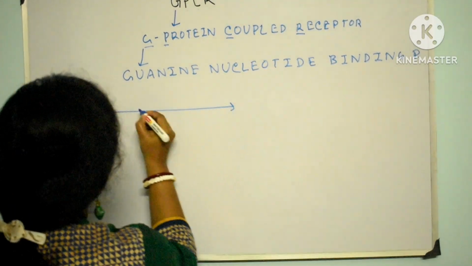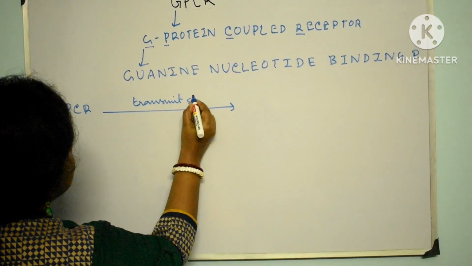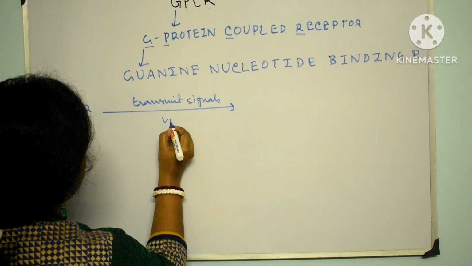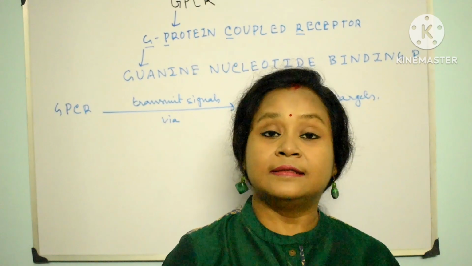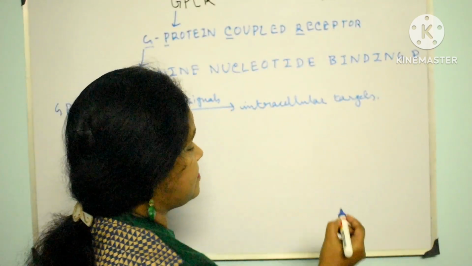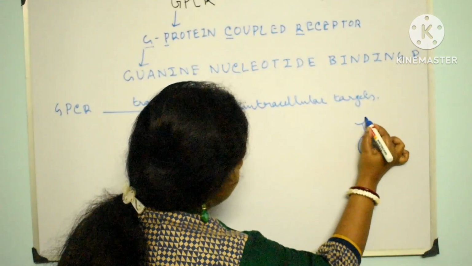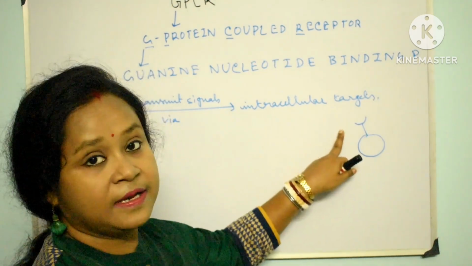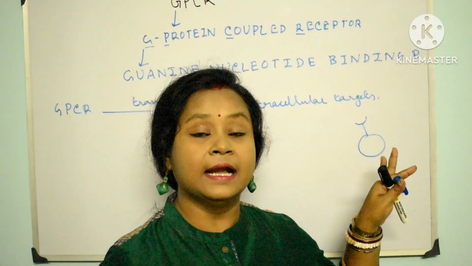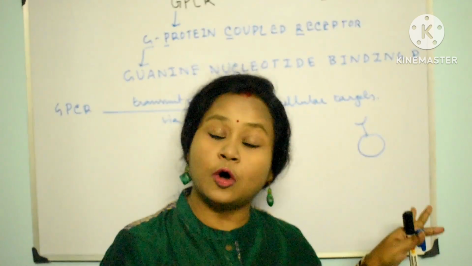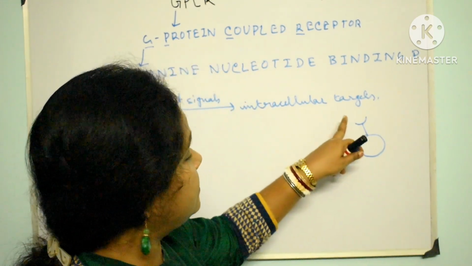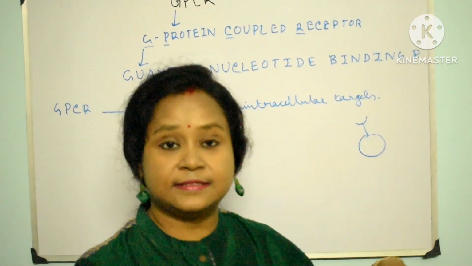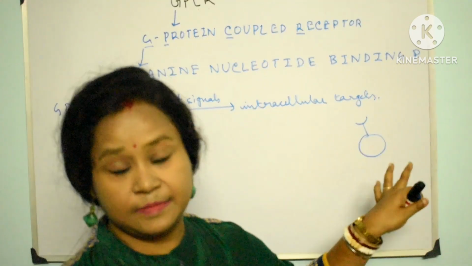Now let's concentrate on how GPCR acts. GPCR transmits signals via intracellular targets. All of us know that the cell surface receptor is present outside the cell, and this type of ligand is hydrophilic in nature and normally cannot pass the phospholipid layer of the plasma membrane. In this case they are carried inside the cell with the help of the cell surface receptor after binding.